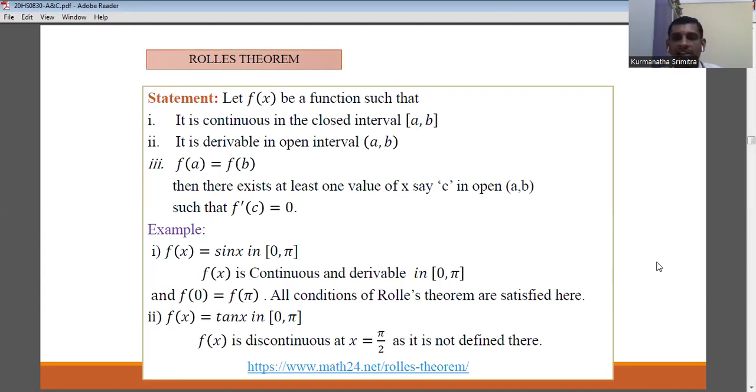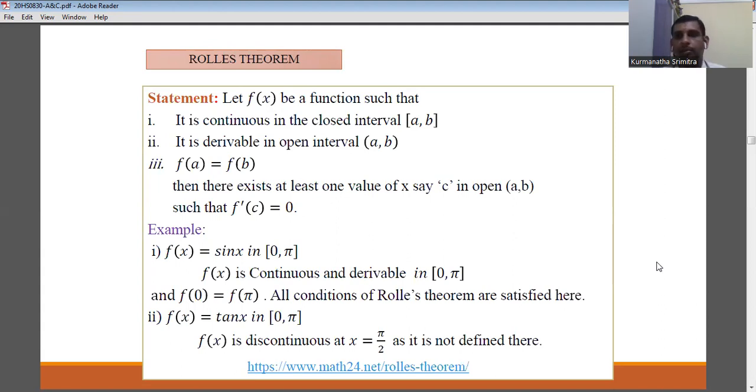And another example for this one is tan x. We have that tan x is a discontinuous function on the interval [0, pi]. At pi by 2, it is discontinuous. So it does not satisfy all the three conditions of Rolle's theorem. The first condition is not satisfied. So Rolle's theorem is not applied for the function tan x.